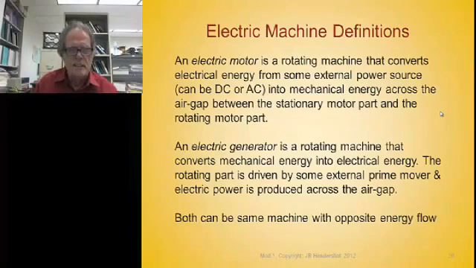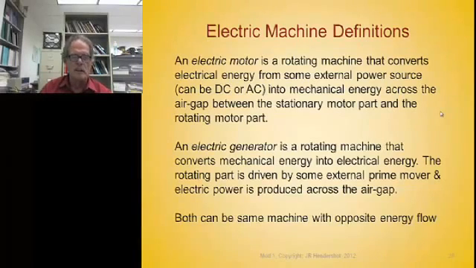Let's start with the definition of electric machines. Let's define an electric machine as including a motor and a generator. An electric motor converts electromagnetic energy from some external power source, which can be AC or DC, into mechanical energy across the air gap between the rotor and the stator, causing the rotating part to turn, applying a torque. And how fast you apply that torque equals the power of that machine.